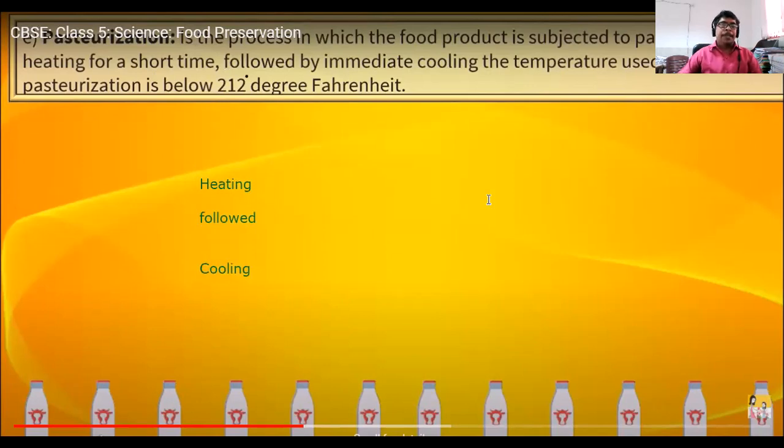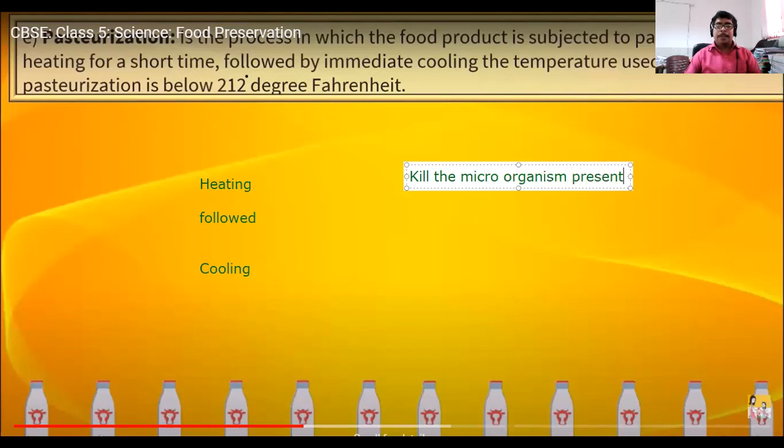So what happens when heating? Heating kills the bacteria, kills the microorganisms. I will not write bacteria, because bacteria is one form of microorganism. It kills the microorganisms present in the food, right?